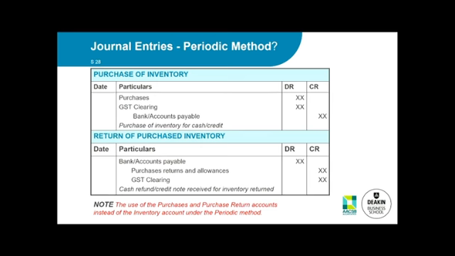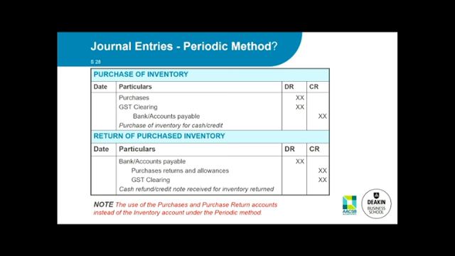So let's go through the transactions and see how we record these transactions. When we buy inventory, we debit purchases, which is an expense. The rest of it is the same. GST clearing, bank account, cash at bank, or accounts payable if it's on cash or credit, respectively. Right? When we return it, similarly, we reverse this transaction, right?